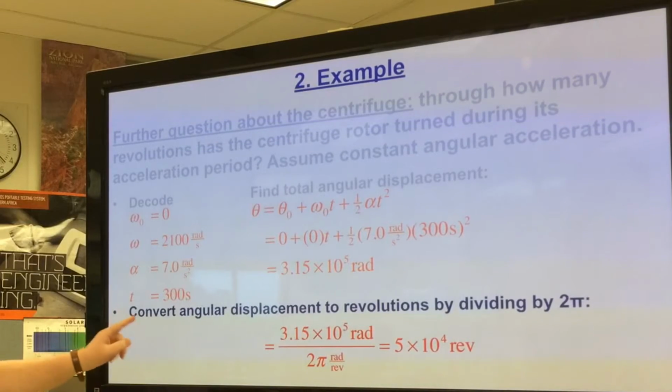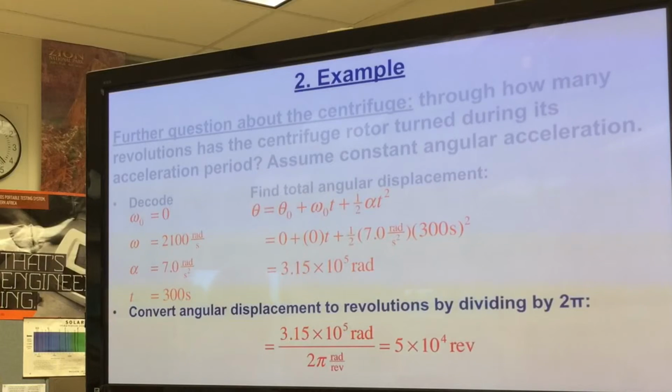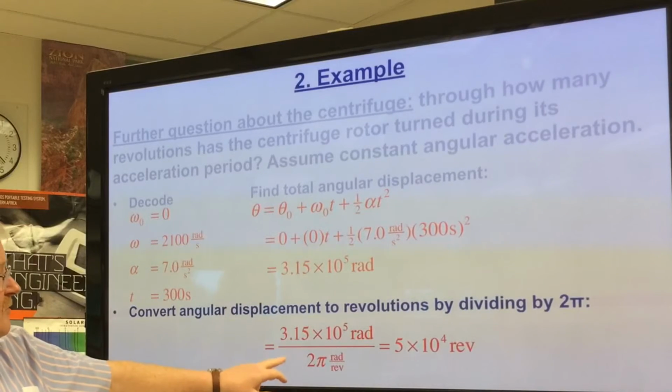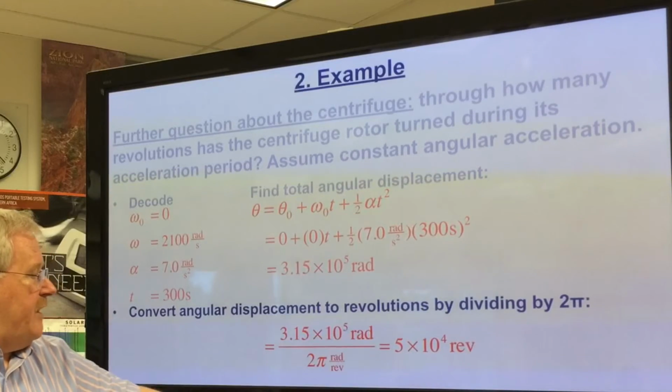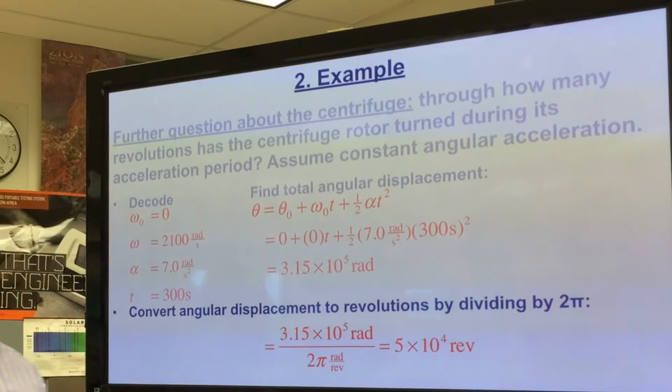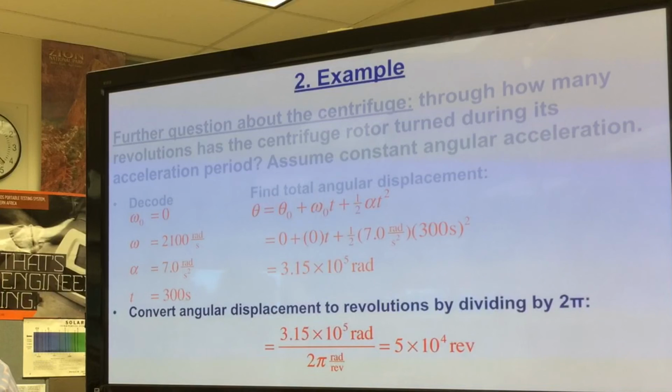We now need to convert the angular displacement to revolutions by dividing by 2 pi. So, we've got 3.15 times 10 to the 5th radians divided by 2 pi radians per revolution, right? 2 pi radians is a circle. So there are 2 pi radians in one revolution. And we were asked to find how many revolutions. We get 5 times 10 to the 4th revolutions.